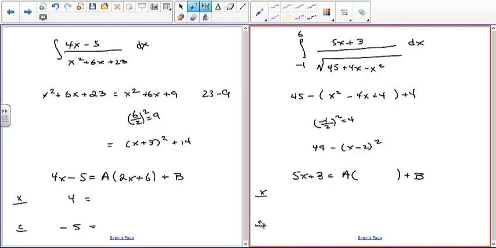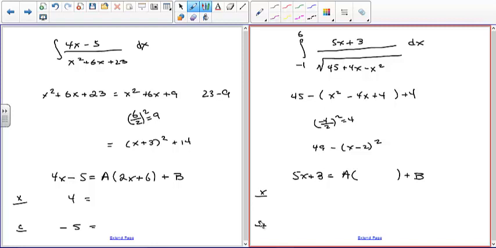You take the derivative of the term in the denominator. You don't have to take this form. You'll still get the same answer if you do it, but it's easier to take the derivative of the original expression because it's just a polynomial. Here it's a factored polynomial. So I'm just taking the derivative of x squared plus 6x plus 23, which is 2x plus 6.